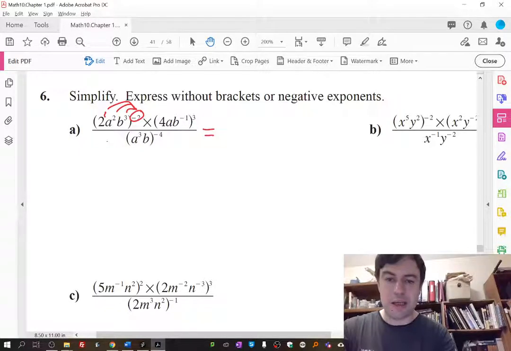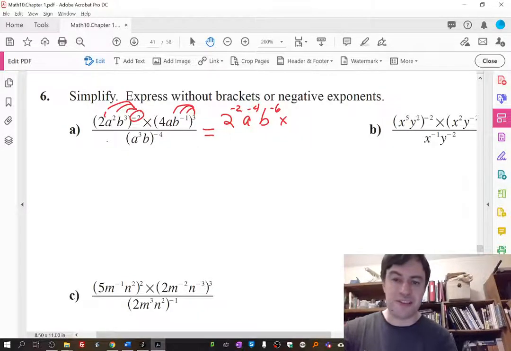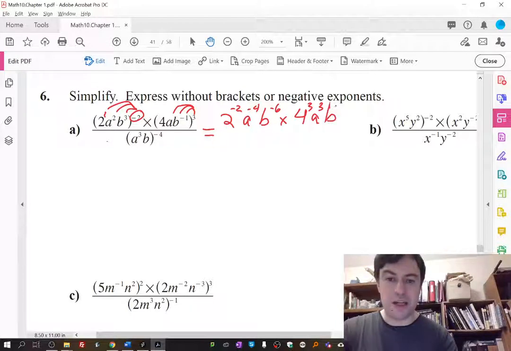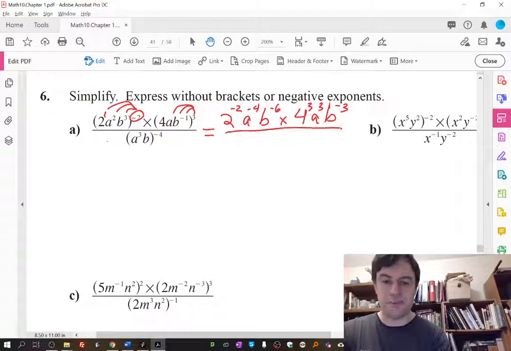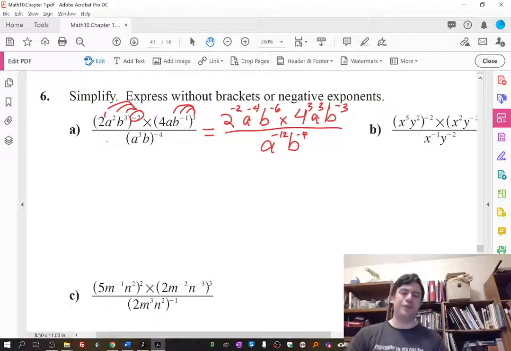So if I do the power rule, for the first question I'll get 2 to the -2, A to the -4, B to the -6. And that's going to be times, so I'll do my multiplying the power of 3 into here. I kind of missed there with my arrows, but hopefully it makes sense. So that's going to be times 4 to the power of 3, A to the power of 3 because of the 3 times the 1, and then B to the power of -3. And that's going to be all over, and then we'll do our multiplying here, A to the -12 and B to the -4. Okay, so there's our first step.